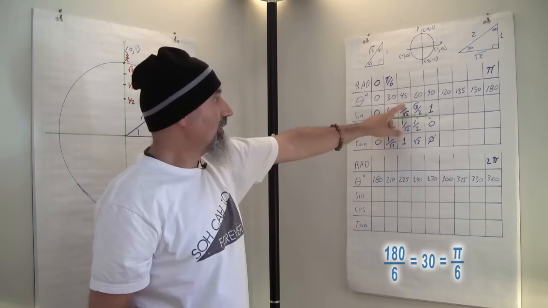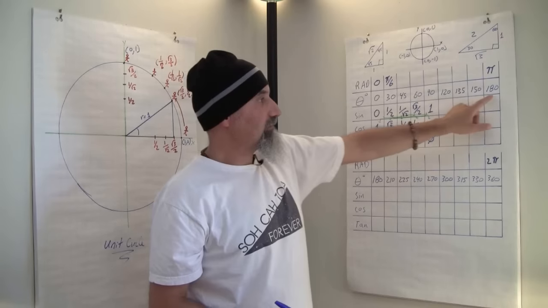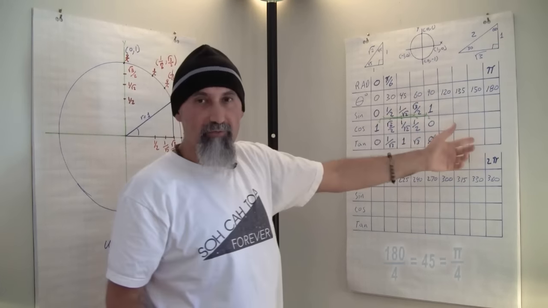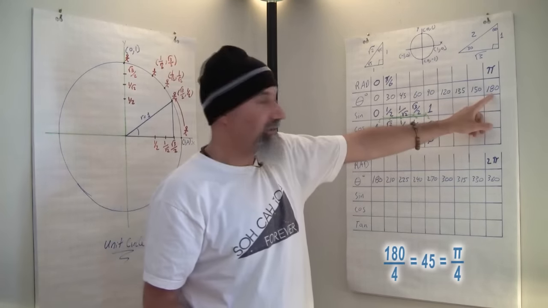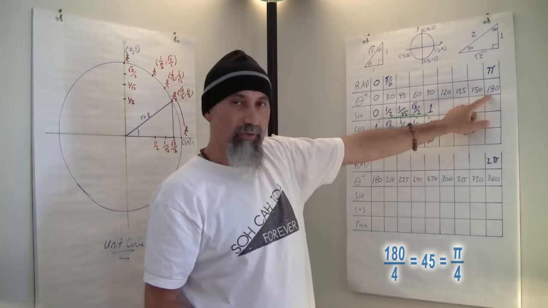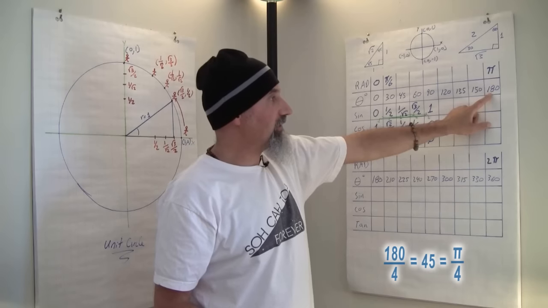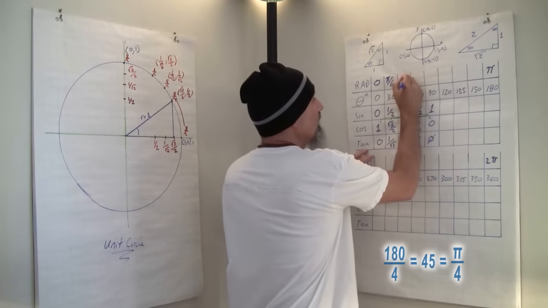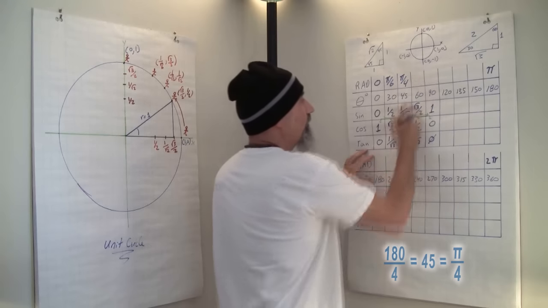Right? 45 degrees. What do we do to 180 degrees to get to 45 degrees? We divide it by 4. There's 4 45s in 180, right? You get 1, 2, 3, 4 45s. Well, if we're going to do it to 180, we're going to do it to pi. So 45 degrees is pi over 4.